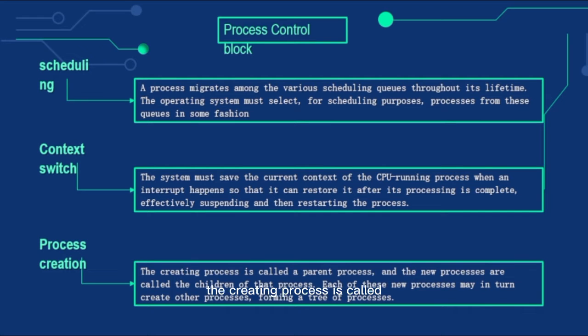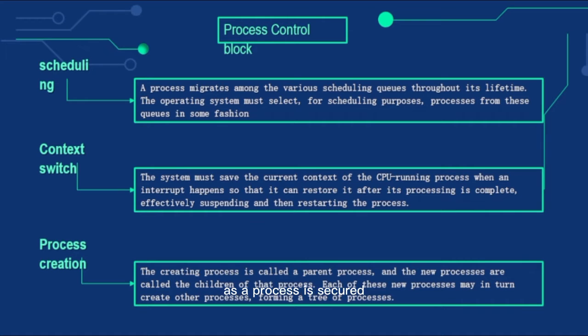Process creation. The creating process is called a parent process, and the new processes are called the children of the process. Each of these new processes may, in turn, create other processes, forming a tree of processes. Just to summarize the process manager, a process is a program in execution.